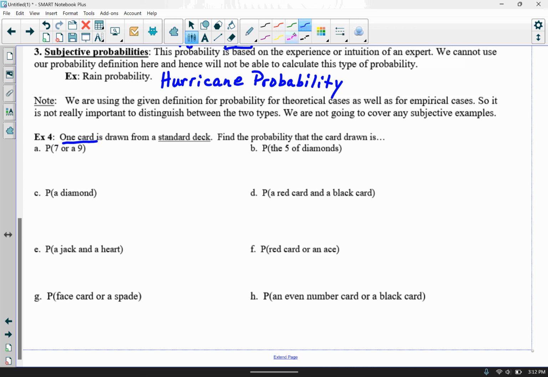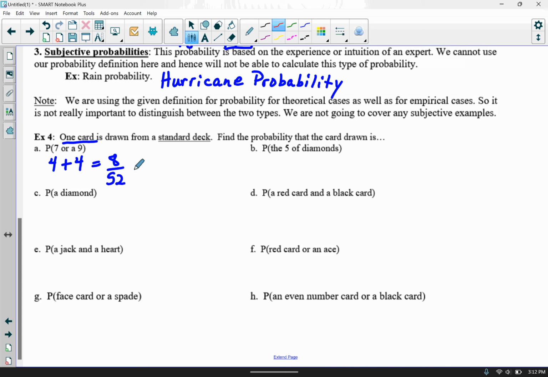So we ask ourselves, looking at our standard deck of cards, how many 7s are in your deck? Hopefully you agree, there's 4 of them. Plus, how many 9s are in your deck? Also 4 of those. There's no overlap, so I get to count both of them. Add them together, we got 8 out of 52. That can be reduced. I can divide them both by 4. 2/13, final answer.